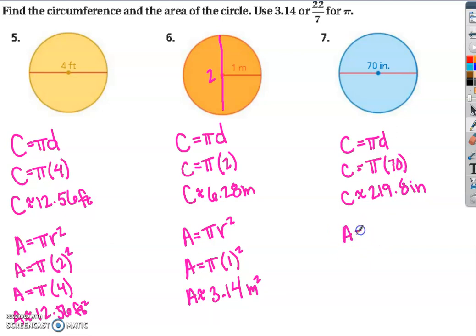Next is area. Area is pi r squared. We have to have r. They gave us the diameter. The diameter is 70, then the radius is 35.